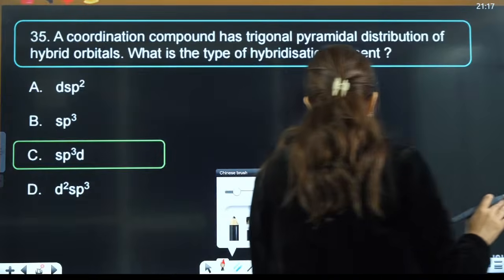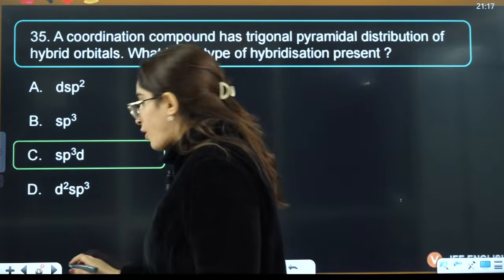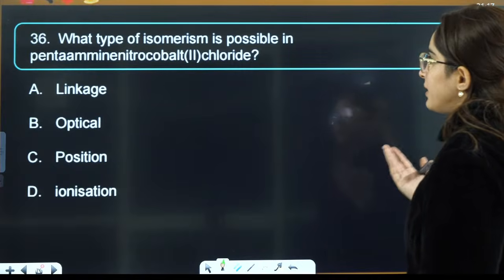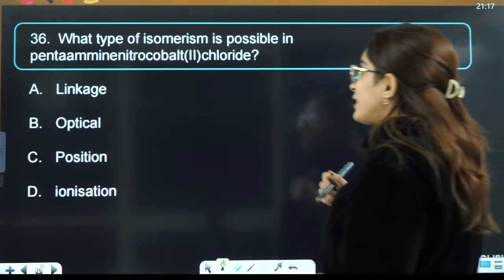It should be on your tips. Right? Hybridization and all. Okay, what type of isomerism is possible in pentamine nitrocobalt?